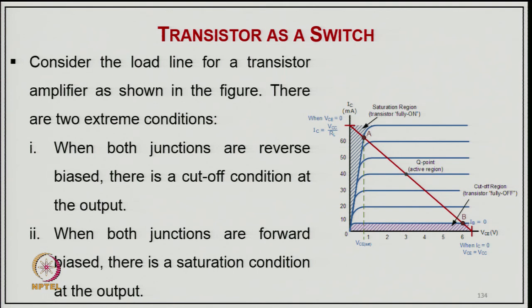So, considering the load line for defining a switch, we should operate in saturation or in cutoff, and make sure that it does not go to the active region, otherwise you will have a lot of heat dissipation, because we design the switch corresponding to these two regions only. So, consider the load line of a transistor amplifier as shown here, and there are two extreme conditions. When both junctions are reverse biased, there is a cutoff region that corresponds to this, and when both junctions are forward biased, there is saturation, like here.